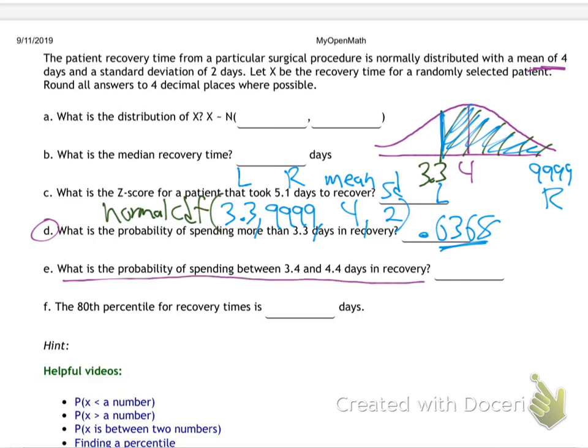The next part, what is the probability of spending 3.4? That'd be easy. Let's skip it. Let's go to F, the 80th percentile. How would we do the 80th percentile? Can you do that one real quick? I'll give you a second. All right, are we good?